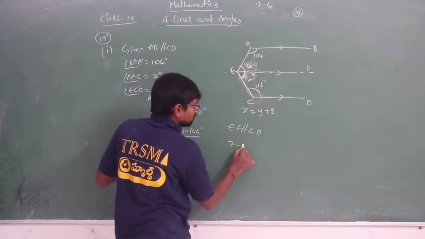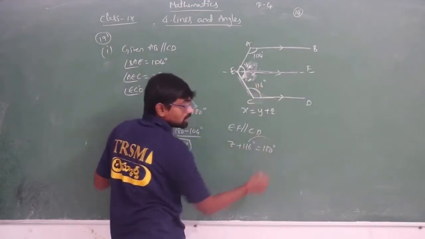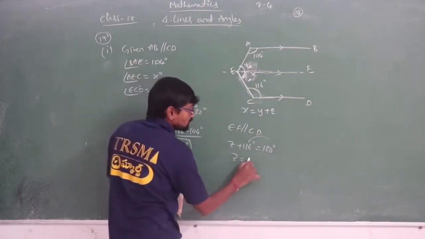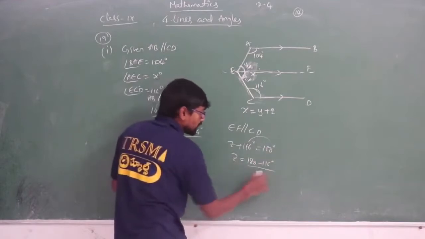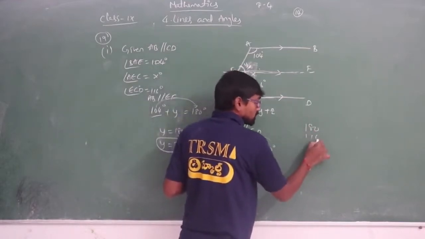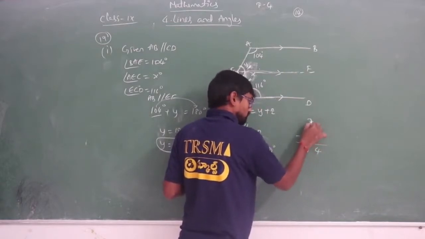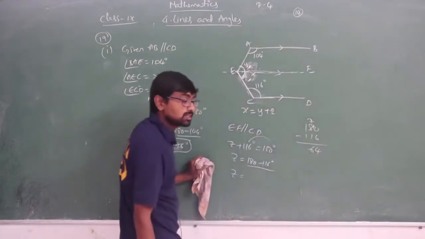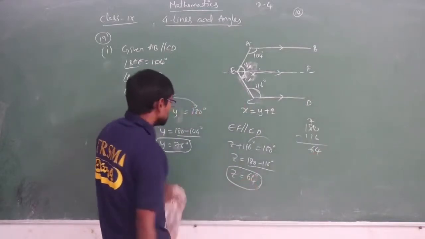So z plus 116 degree is equal to 180 degree. Additive inverse is minus 116. z is equal to 180 degree minus 116 degree, isn't it? If I remove 116 from 180, 180 minus 116, 10 minus 6 is 4, 7 minus 1 is 6, isn't it? So here z value we have got as 64 degree.